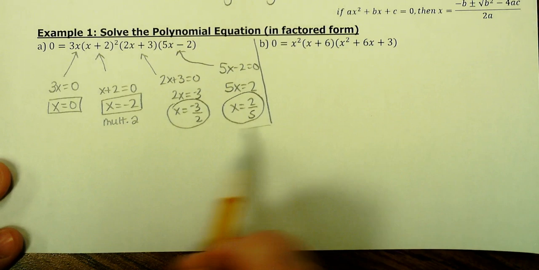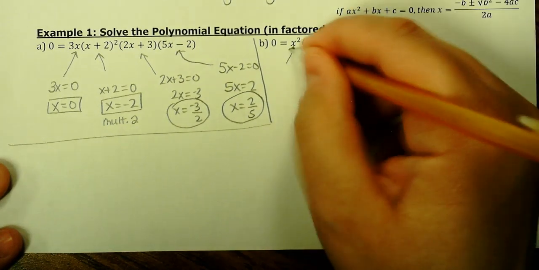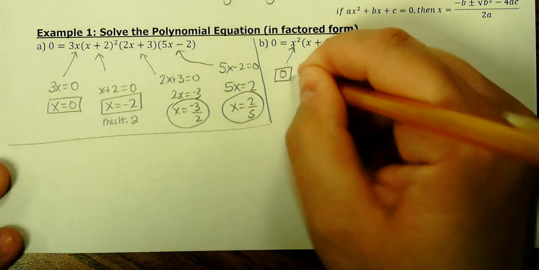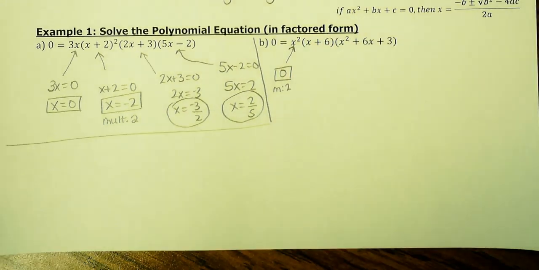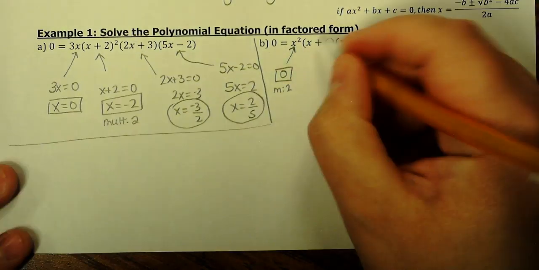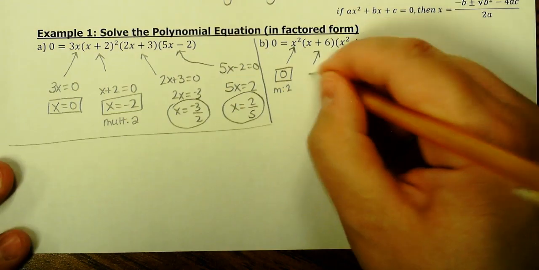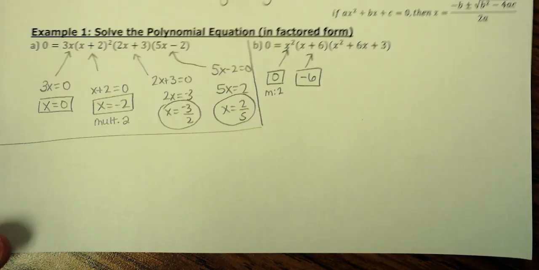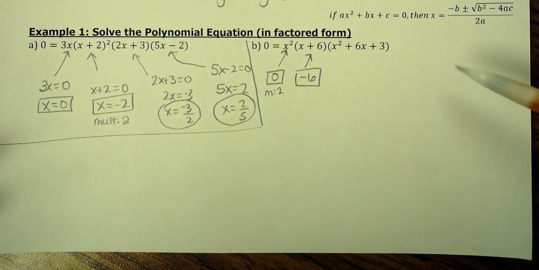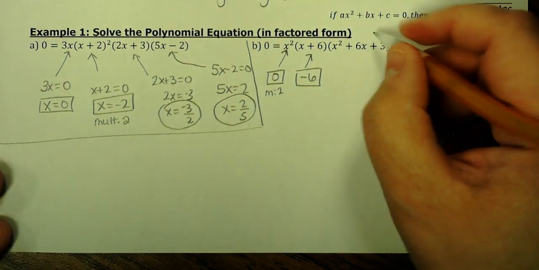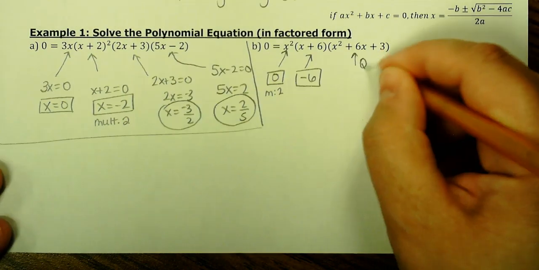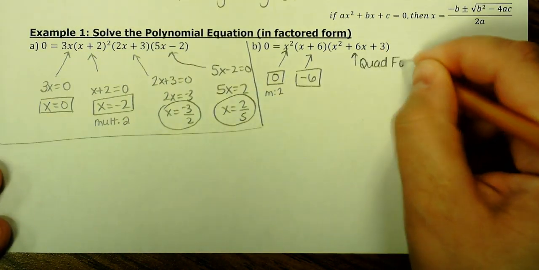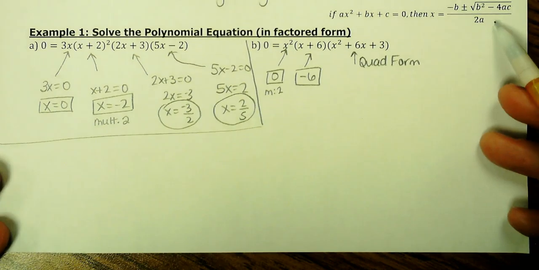Okay. Here, x squared, that is just going to be a 0, but again, since you have an exponent, that has a multiplicity of 2, so that counts twice. This one is just going to be negative 6, and unfortunately here, we have a quadratic. This is not factorable any further. So if that's what you run into, you're just going to use the quadratic formula. So I've got that right above here.